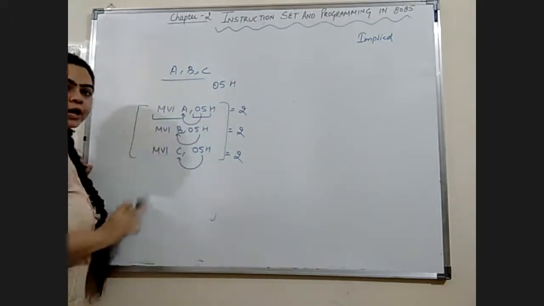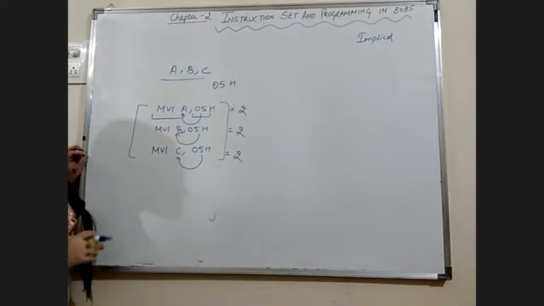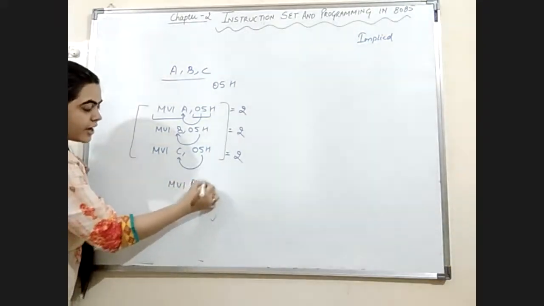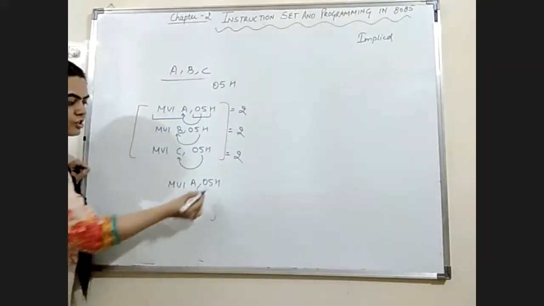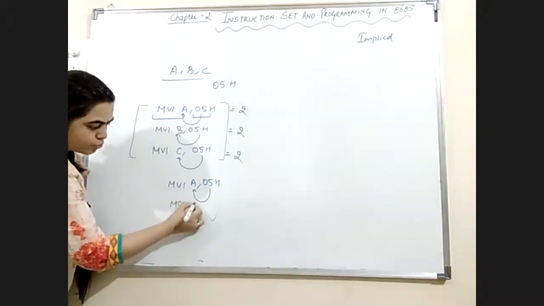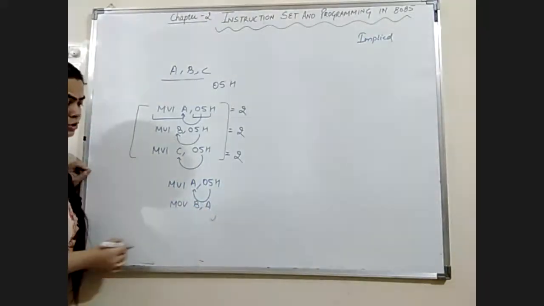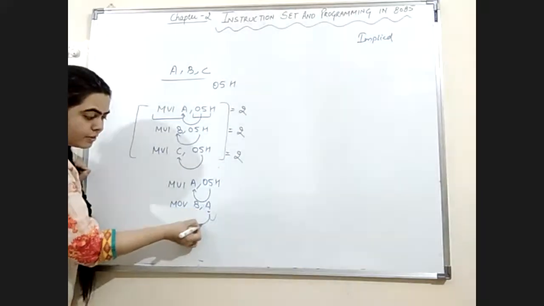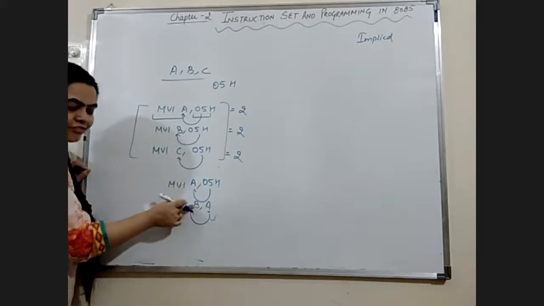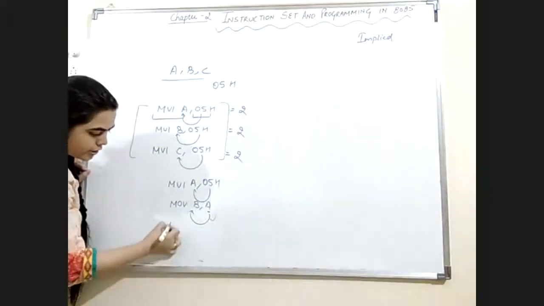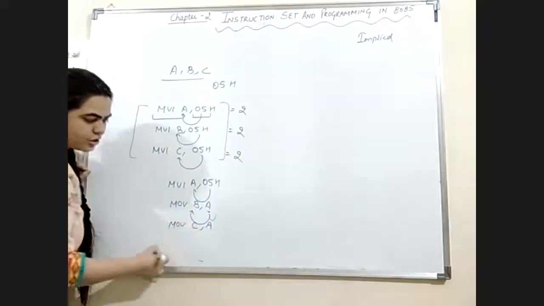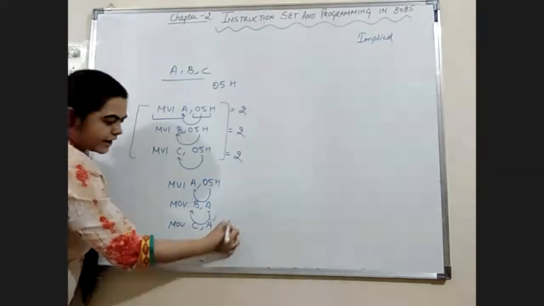But the same program, if we are writing using register addressing mode, then initially we can write MVI A, 05H. So initially we load 05 into the accumulator. Then we can write the instruction MOV B, A. That means whatever contents are present in A will be loaded into B. What is present in A? 05. So 05 will be loaded into B also. Then we can write either MOV C, A or MOV C, B. So one and the same thing.